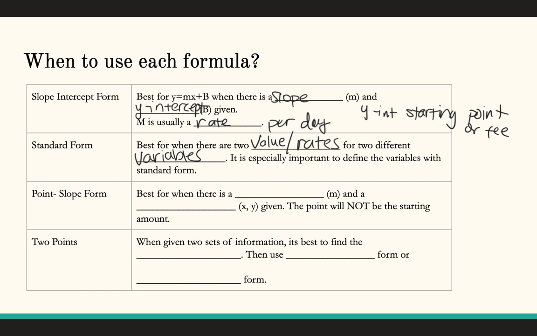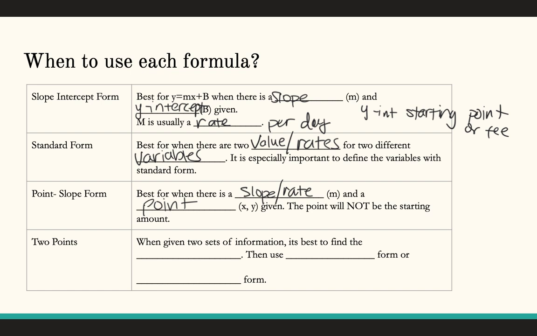Point slope form is helpful when you're given a slope, so a rate, and a point. The point will not be the starting amount. It will be something along the lines of, like one of our word problems says, $9 per day, and then after 4 days he has $121 left. So there's no information in there about a starting point, so you won't be able to answer the question with y equals mx plus b. We'll have to convert it.